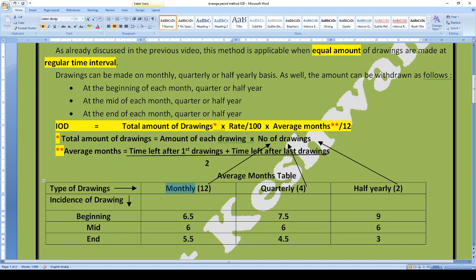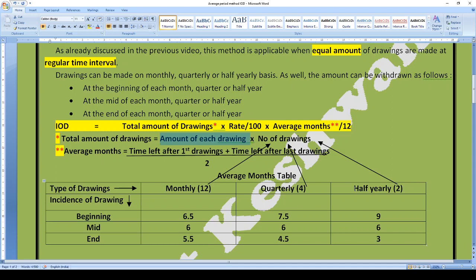For example, Ram had withdrawn rupees 2000 at the beginning of each month, or say at the mid of each month or at the end of each month. So if Ram had withdrawn rupees 2000 from the firm per month, the total amount of drawings will be 24,000, that is 2000 multiplied by 12. Similarly, if he withdraws rupees 2000 each quarter, then in a year there are 4 drawings. So 2000 multiplied by 4, the total amount of drawings will be 8000. And if he withdraws every 6 months, then 2000 multiplied by 2, as the number of drawings in the half yearly case is 2, so the total amount of drawings will be rupees 4000.